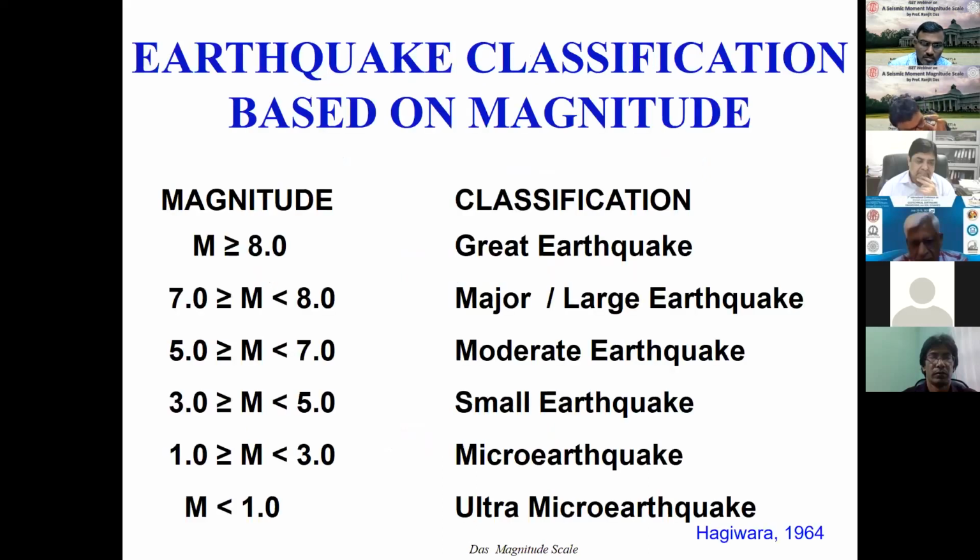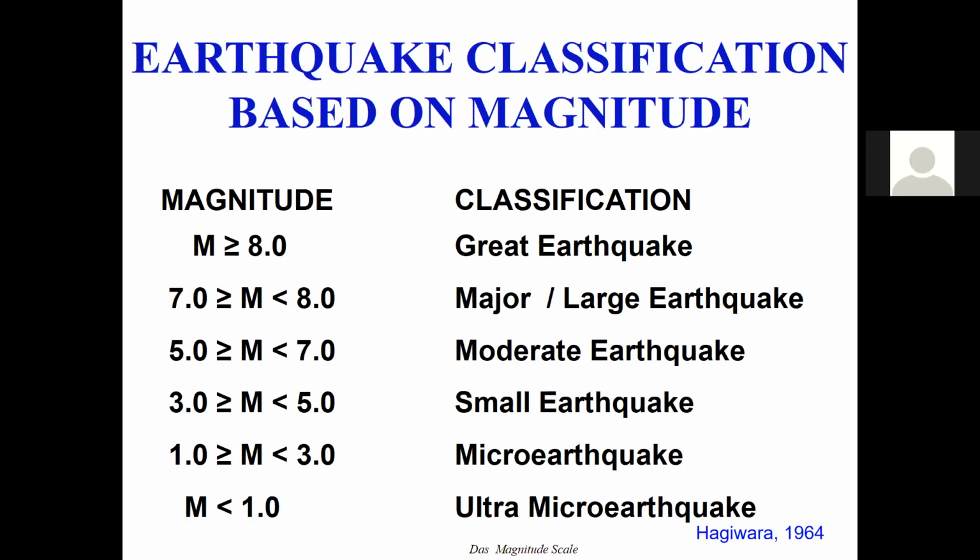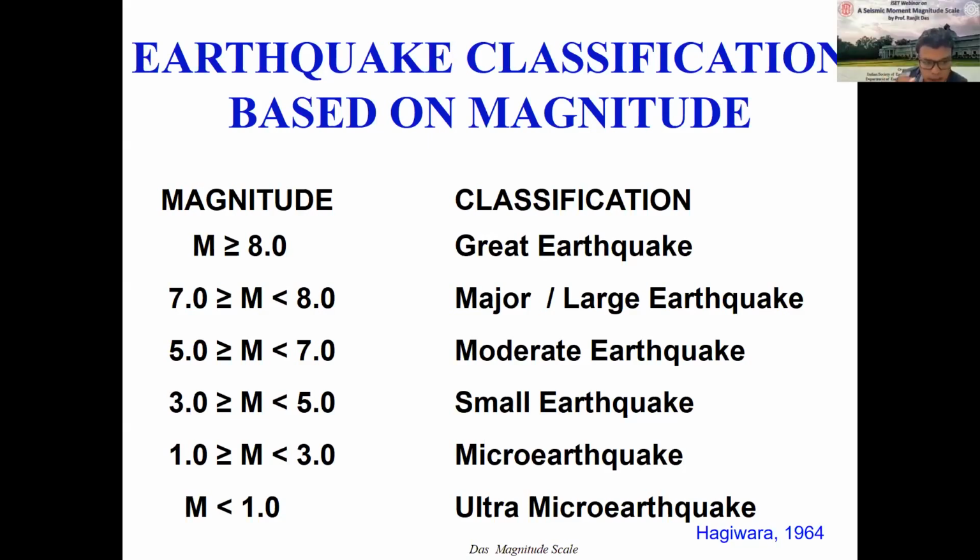Earthquakes are classified by magnitude. If the magnitude is more than 8, we call it a great earthquake. We call it a large earthquake if it is between 7 and 8, moderate if it is around 5 to 7, and small 3 to 5. Micro earthquakes are 1 to 3, and ultra micro earthquakes are below 1.0. This is a convention given by Hagiwara in 1964. This is the actual classification on the basis of magnitudes.